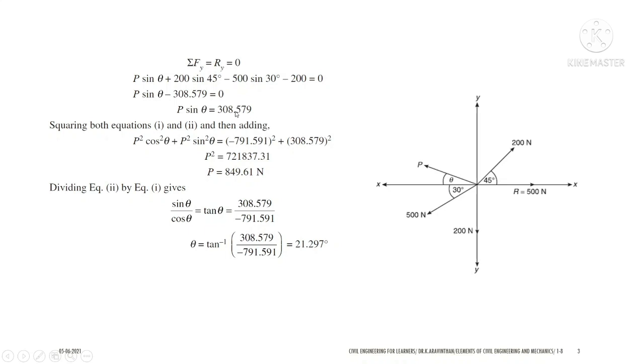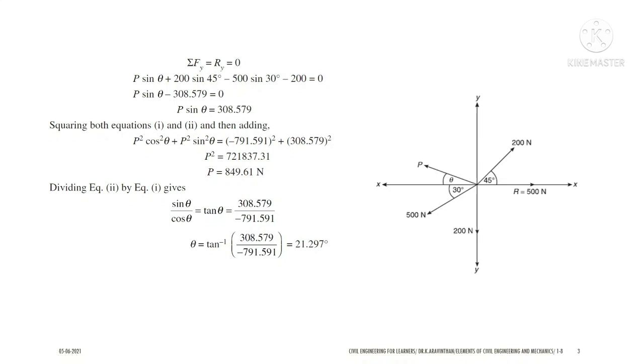So you can divide this answer and take sin inverse. If you take sin inverse, you will be getting theta, or else you can divide equation 2 by 1. So the second equation is P sin theta divided by P cos theta. Both the P are similar, so it is not taken here, and you will be getting sin theta by cos theta, and this is 308.57 divided by minus 791.59. So sin by cos will become tan, and you will be having a tan of certain value, and whatever value you are getting, if you take tan inverse, you will be getting 21.29 degree as your answer.